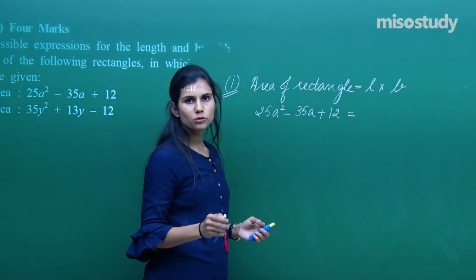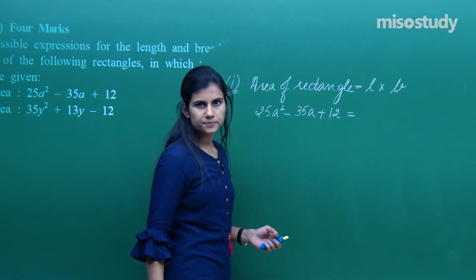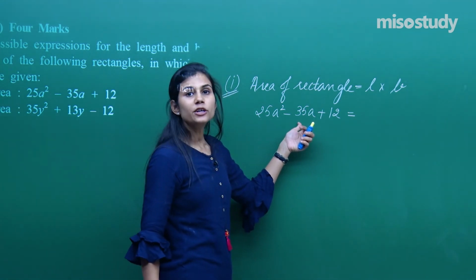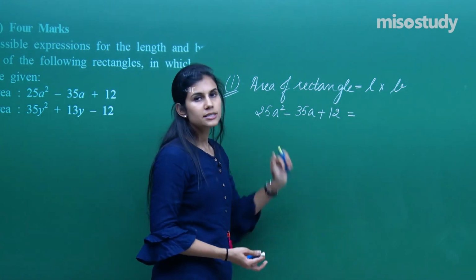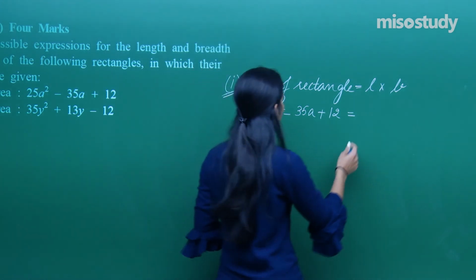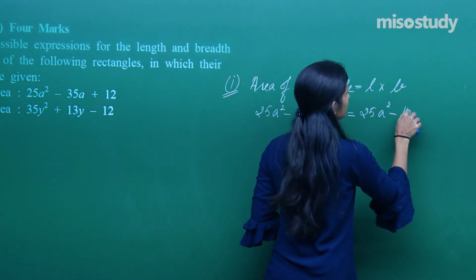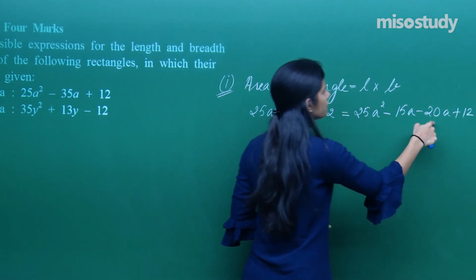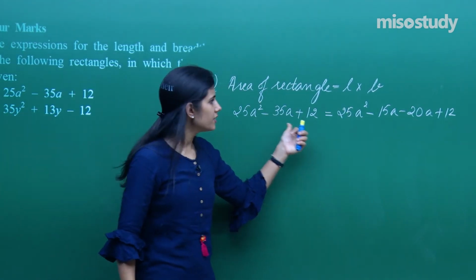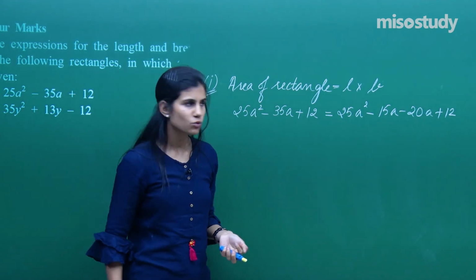Of course, if you try to break the middle term, 25 into 12 will be 300, right? And you know 15 into 20 is also 300, and minus 15 minus 20 is minus 35. So you can write this as 25a square minus 15a minus 20a plus 12, because minus 15 minus 20 is minus 35, and minus 15 into minus 20 is plus 300, which is 25 into 12.